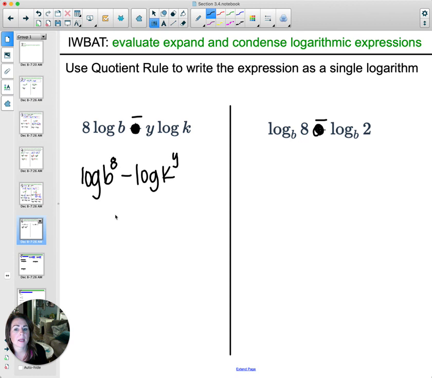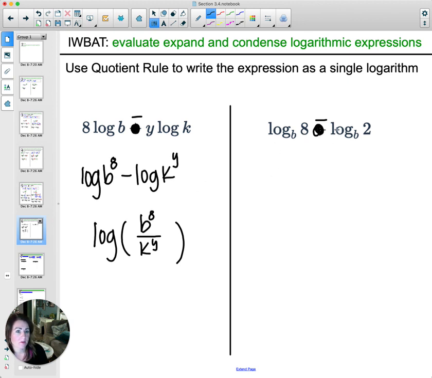Then this is minus, so you're going to put it inside of the logarithm, first part on top, second part on bottom. And then that would be your final answer. Nothing can simplify since they're not the same base.